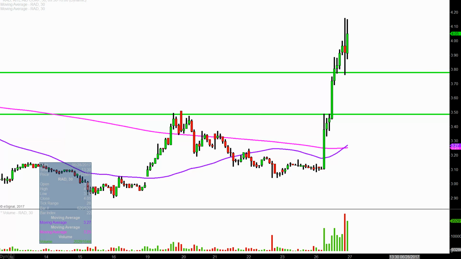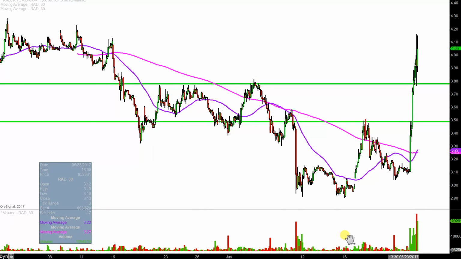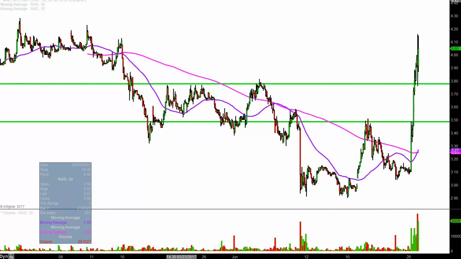Now, what about areas of resistance? Let's see, I'm trying to think. Do I want to change time frames or do I just want to try to scrunch this up? Let's just try to scrunch this up. There we go. It's kind of rough to see, but we'll make it work.